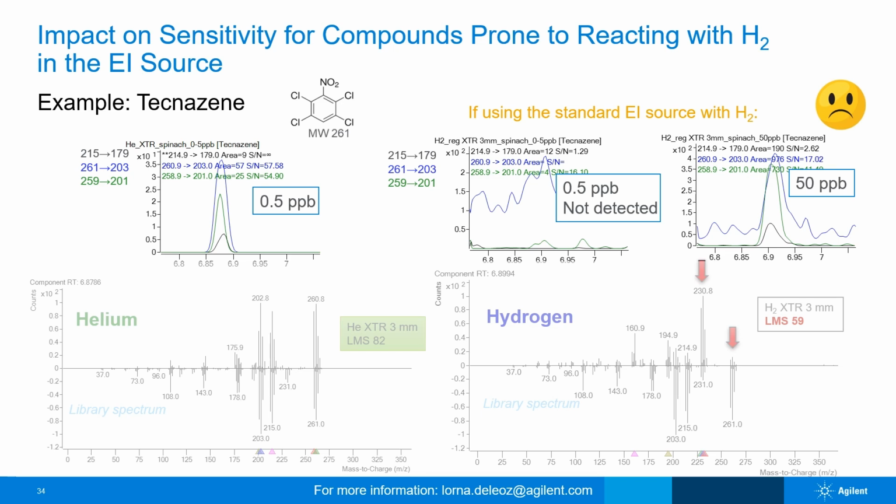The reason for that is because the precursor ions 215, 261, and 259 are almost completely destroyed as a result of the reaction in the source. Hence, sensitivity suffered. It suffered to the point that we could not detect technazine at the MRL level of 10 ppb, and this becomes a problem because we definitely need the sensitivity to meet the established MRLs. So, what's the solution?